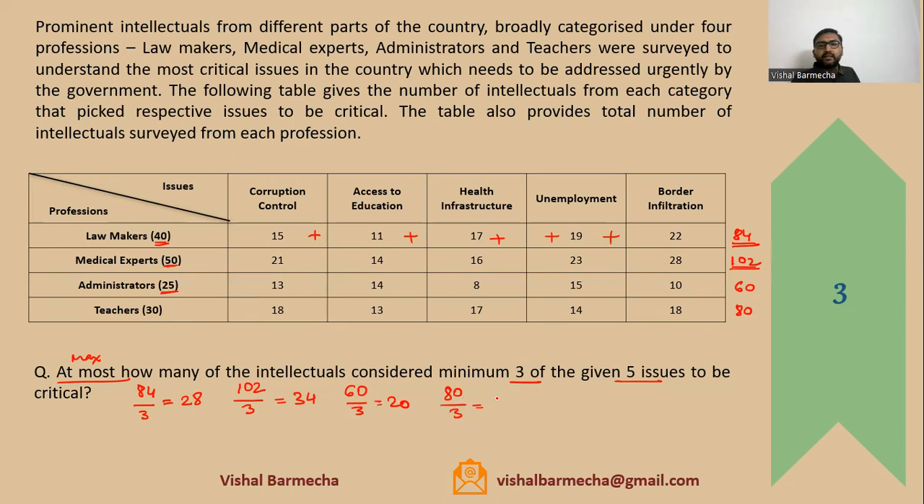So let's see how many times 3 will go in 80. So that is 26 times. So 26 times. And I can see all these numbers are less than 26. तो आराम से कहीं कोई repetition नहीं होगा. So I can easily assume that 26 individuals have found exactly 3 cases to be critical.